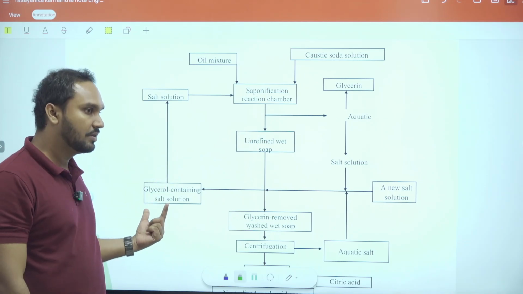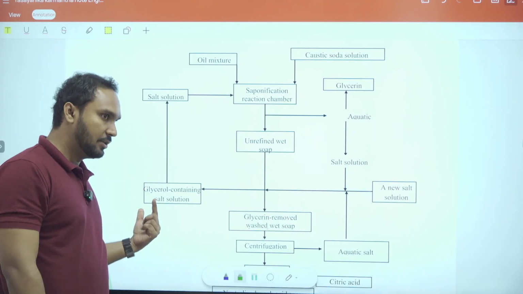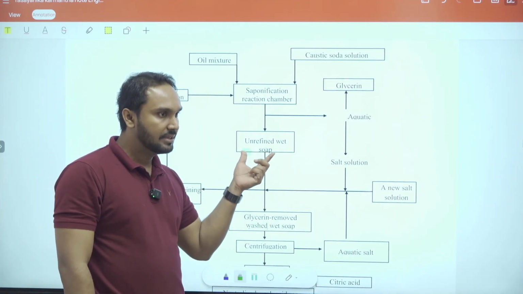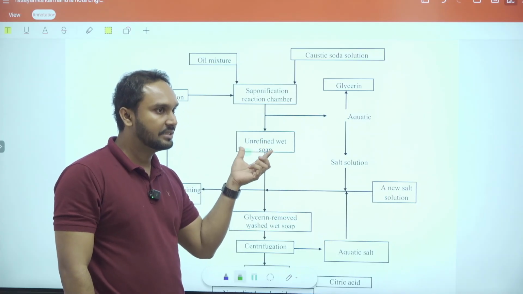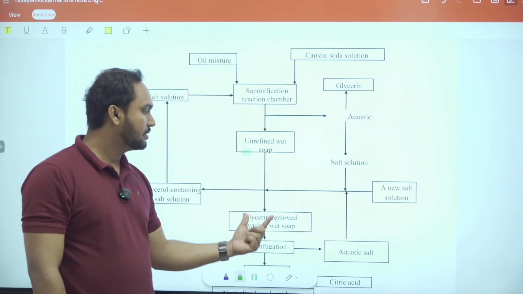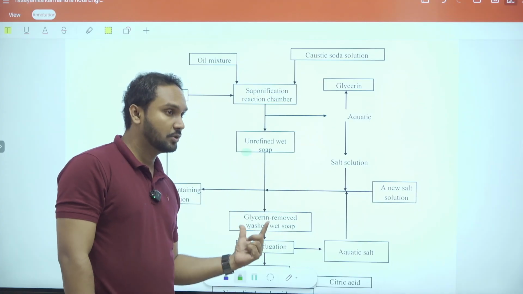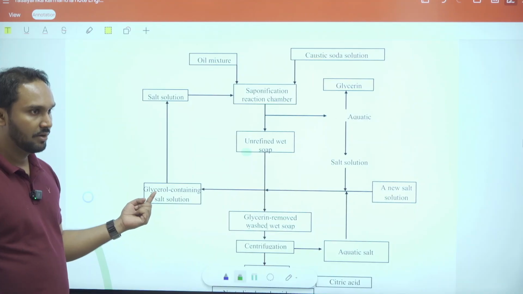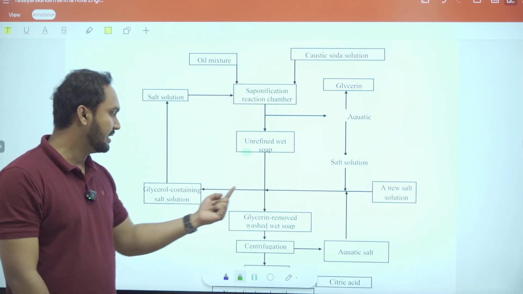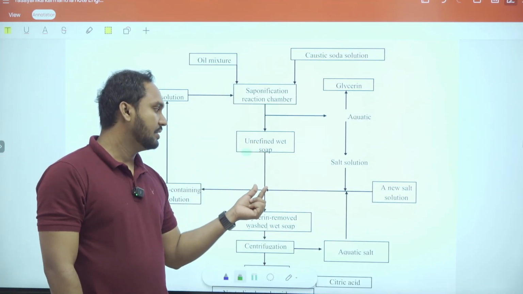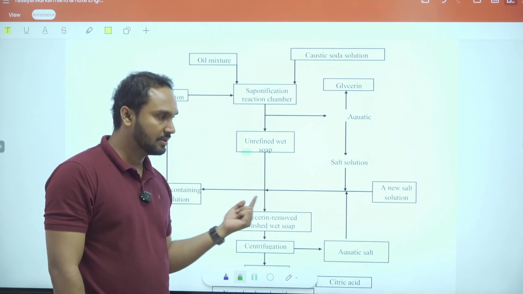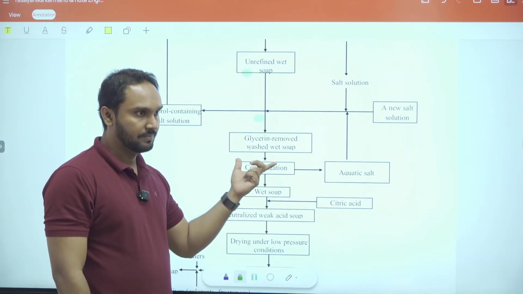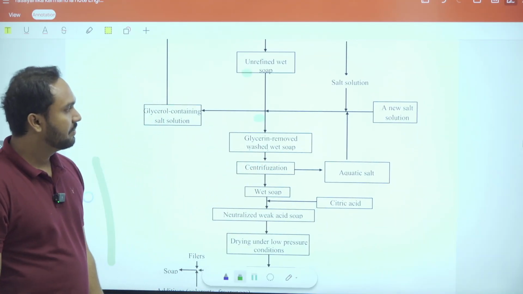Because the glycerol is dissolving in water, though it is salted or ionized. But when more the sodium ions, more the ionized, the soap becomes less dissolved, right? So more undissolved soap is separated, and the dissolved glycerine is taken with the water, right? So more of the glycerine is removed here, and more of the undissolved soaps are produced here because of the salt water. Now the glycerine removed, washed wet soap is produced here, right? So the next step, what happens?